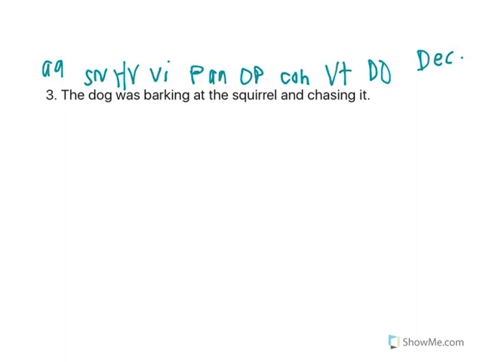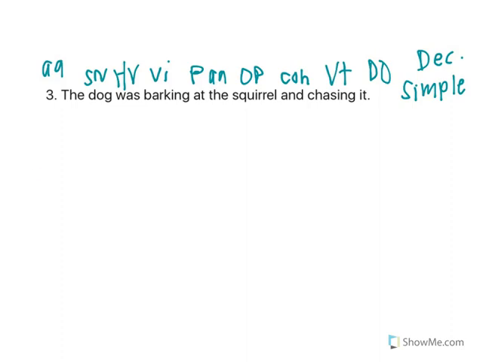You might think this is a compound sentence. However, chasing it, that's not an independent clause. The dog was barking at the squirrel is an independent clause. And yes, there's a conjunction here. But chasing it is not an independent clause. That can't stand alone as its own sentence. So we know that this is not a compound sentence. It is just a simple sentence with a compound verb, barking and chasing.